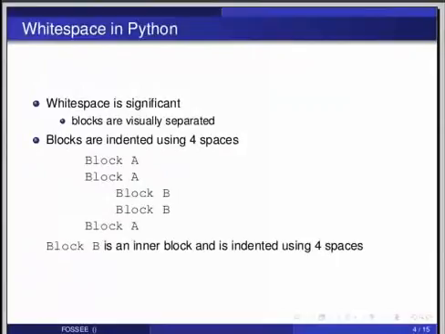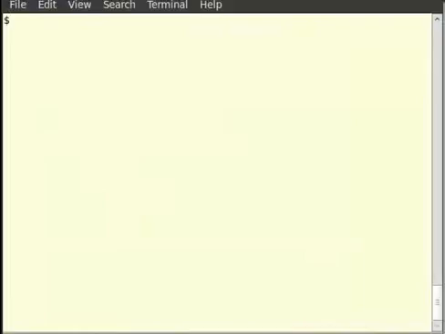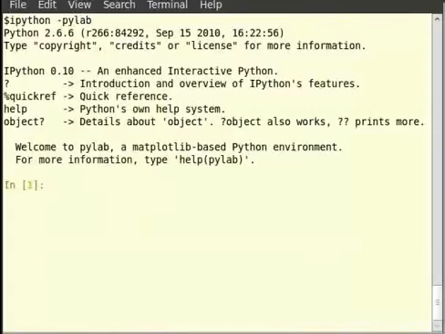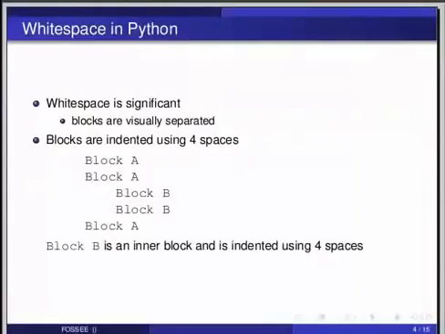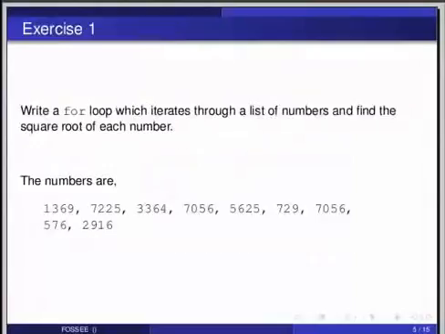Now start the IPython interpreter using ipython --pylab. Type ipython --pylab. Now let us move straight into for loop. Write a for loop which iterates through a list of numbers and finds the square root of each number. The numbers are 1369, 7225, 3364, 7056, 5625, 729, 7056, 576, then 2916.